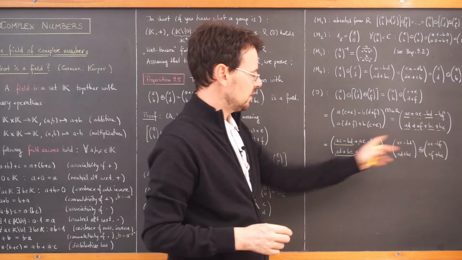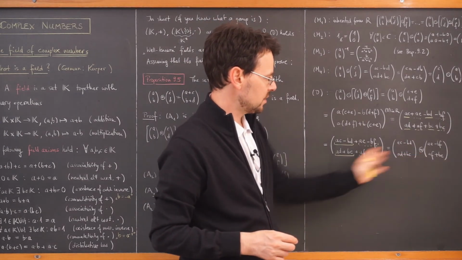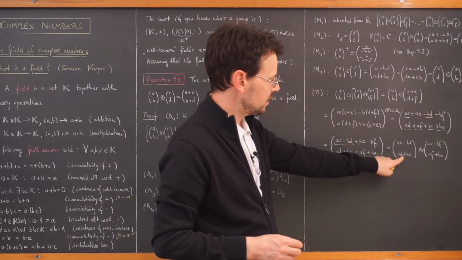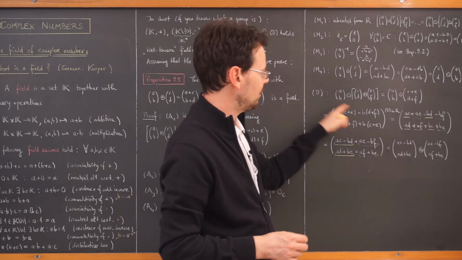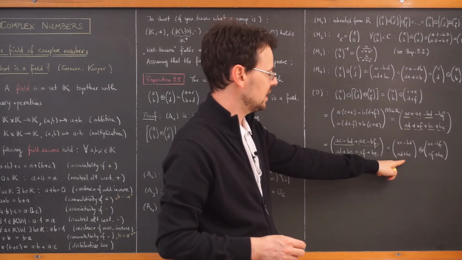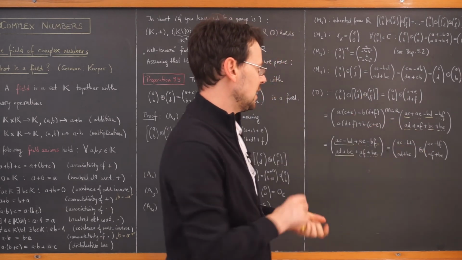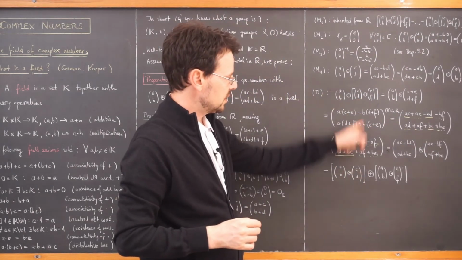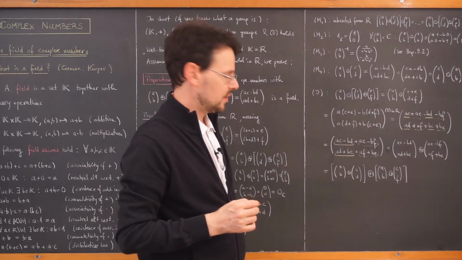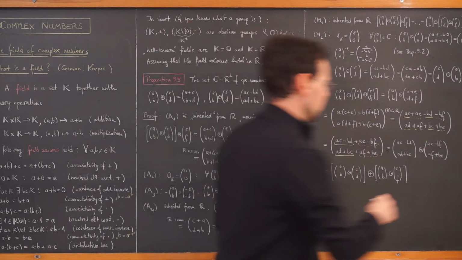And now we can split this up using the definition of plus here. And then, as I said, this is exactly what we want to have. This is (a, b) times (c, d), and this here is (a, b) times (e, f). And this here is exactly the distributive law that we wanted to prove, and we are done.